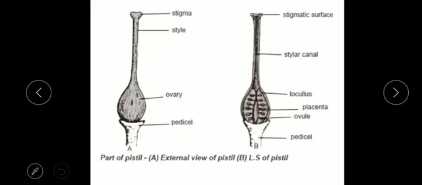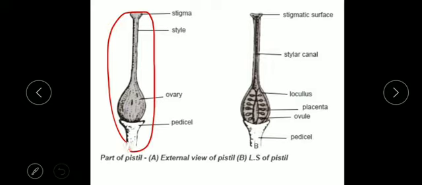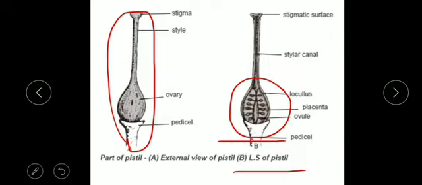Now next is the pistil or the gynoecium part. This is an individual pistil and you can see its external view, but this part is an internal view. So an LS of the pistil has been taken. What is LS? It is a longitudinal section so that internally we can see how exactly the pistil looks. So this is the ovary part where you can see the ovules, the small ovules. You can see they have been attached to the placenta.